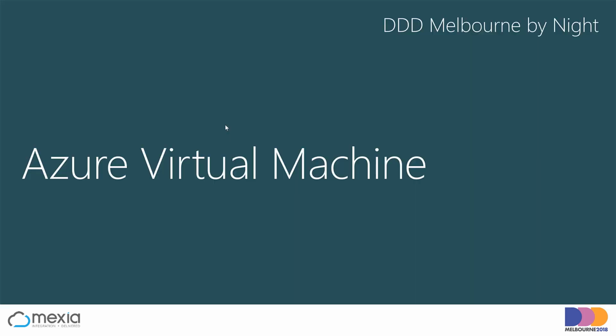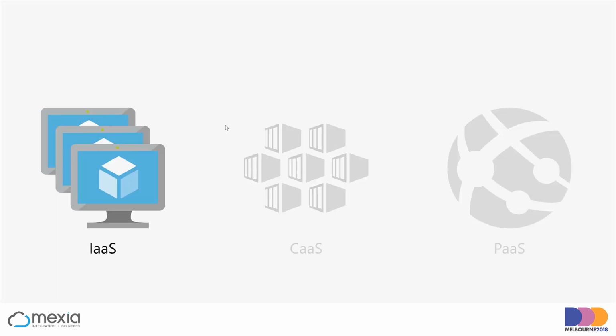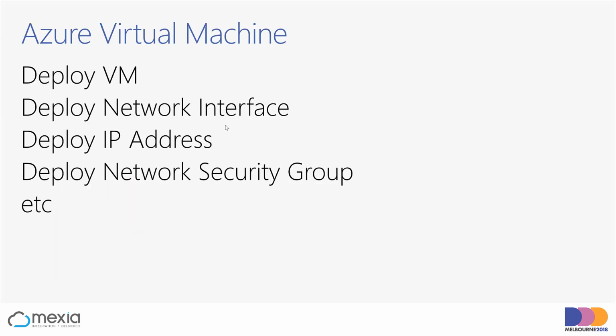So think about the Azure virtual machine approach, which is IaaS here, right? In order to use an Azure virtual machine, we need to deploy the virtual machine itself. We need to deploy a network interface. We need to deploy an IP address. We need to deploy a network security group, and so on and so on, right? This is too much work.